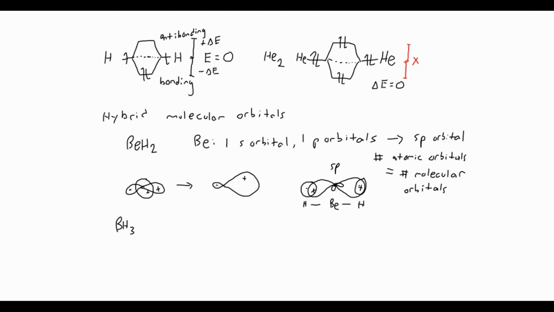So if we look at another molecule, BH3, boron has now one s orbital. It's filled. And now two p orbitals. And that's going to make, remember, we have one s orbital plus two p orbitals, so we're going to come out with three molecular orbitals. Three sp2 orbitals.